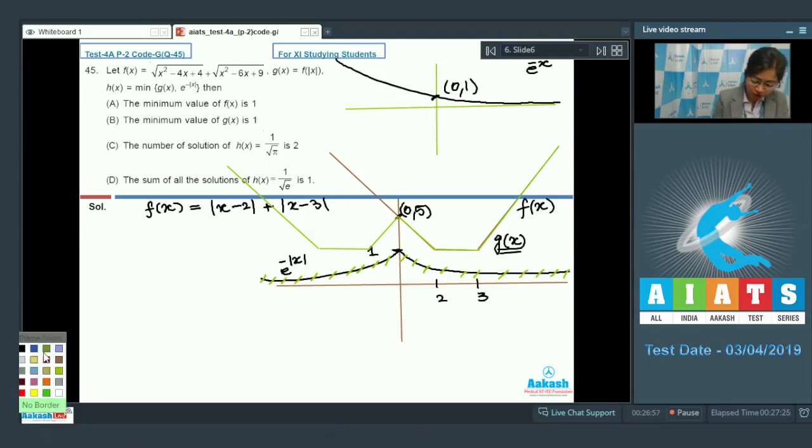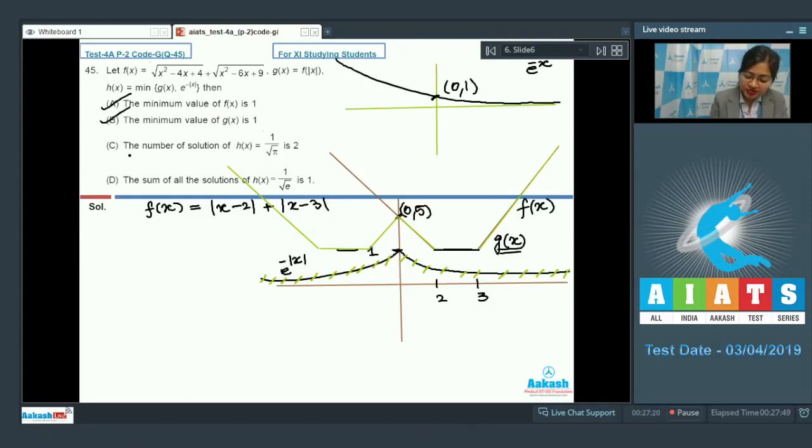Now, let's move on to the options. The first says that the minimum value of f(x) is 1. We know the graph of f(x), that is the brown one, and its minimum value is y equal to 1. So, this option is correct. The second option says that the minimum value of g(x) is 1. The green graph also has the minimum value 1. So, this option is also correct.